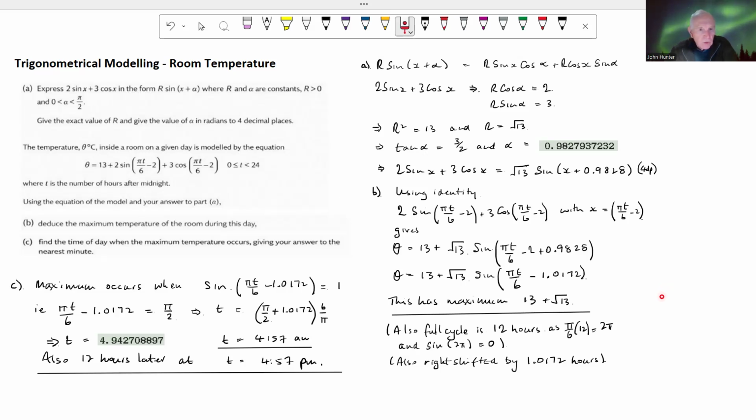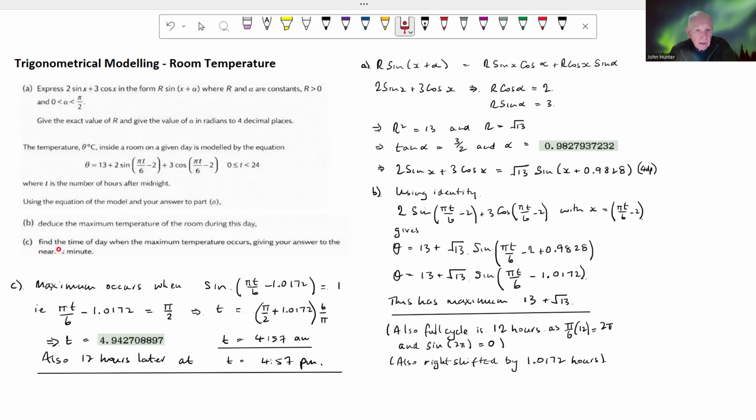Well, 12 hours is a bit of a strange thing in this question, isn't it? The maximum temperature of the room during this day is what we're asked for, and we've got a 12-hour cycle. So that immediately makes you think, well, actually, we're going to get two solutions out of this. The other thing is all that checking there about the cycle time. This bit doesn't matter, but this is important in the context of the whole question. It's sort of saying we're not going to get our minimum or our maximum at midnight, are we? Right, okay, so that's a little bit about that.